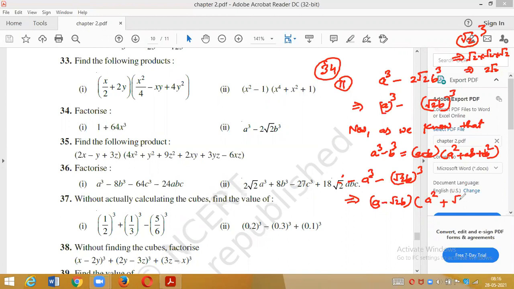Root 2 ab, right ना? A is a and b is root 2b. Therefore if you multiply this a and root 2b, you will get root 2 ab plus b square. B square means root 2b whole square. That means root 2 into root 2 is 2, and b whole square means b square. Is it clear? Students, is it clear?